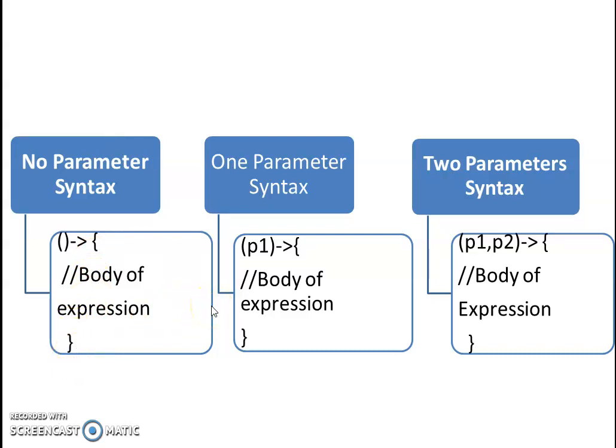When it takes one parameter, we provide the parameter name inside parentheses. Then we write the arrow token, and inside curly braces, we write the body of the expression. When it takes more than one parameter, we provide the parameter list inside parentheses, and the parameters are comma separated. Then we write the arrow token, and inside curly braces we write the body of the expression. In case a Java lambda expression returns some value, we add a return statement in the end.